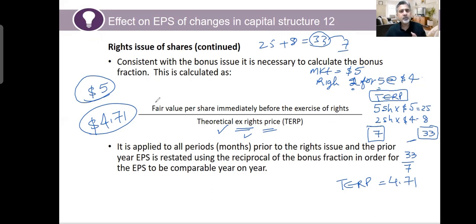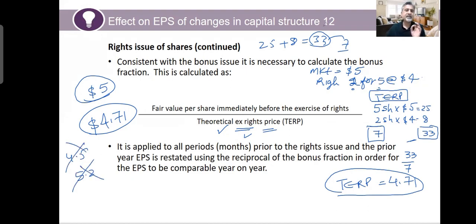From an economics point of view, because the number of shares increases, supply increases, price goes down. Anything whose supply increases, the price goes down. This TERP is theoretical. It is just calculated on paper with a mathematical formula. In the market, in reality, it might be 4.5. It might go to 5.2. I'm not sure how much it will be in the market, I don't know. But this is what I say mathematically, that we call it after the rights issue.